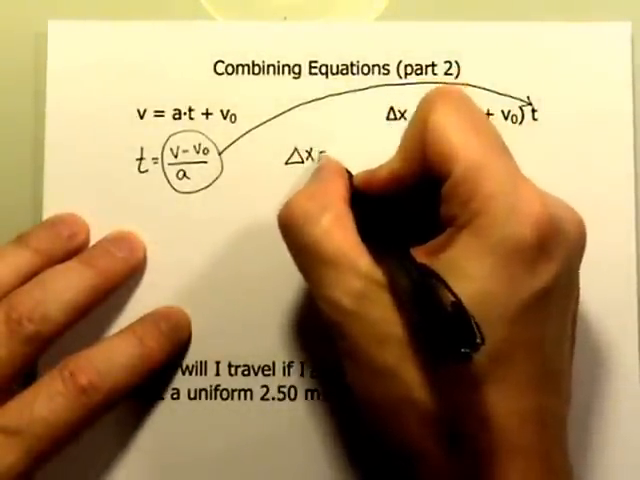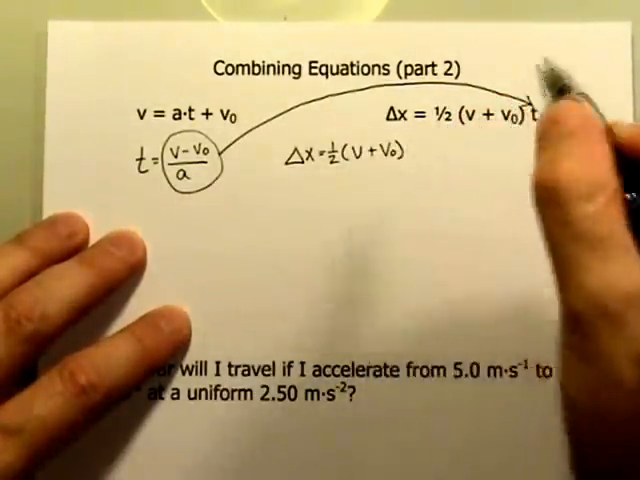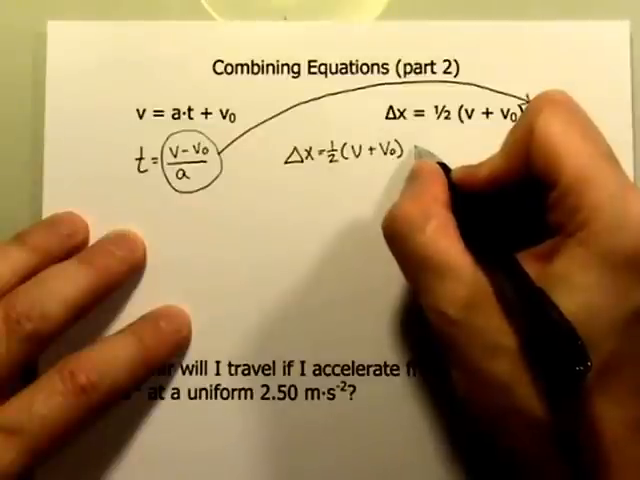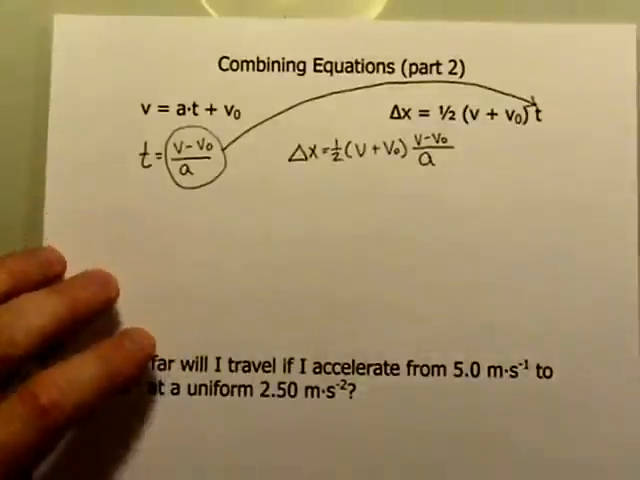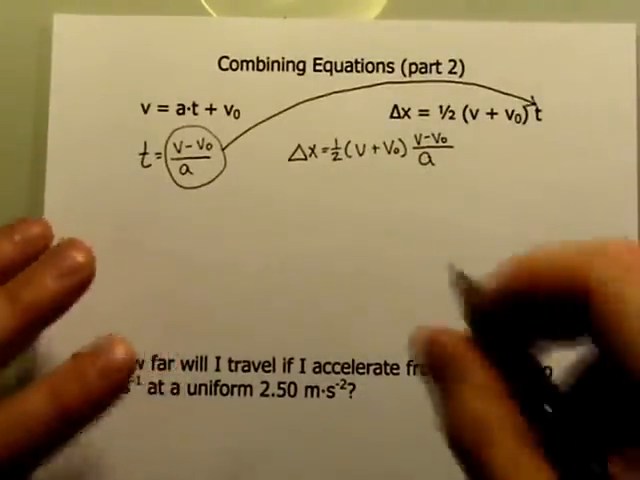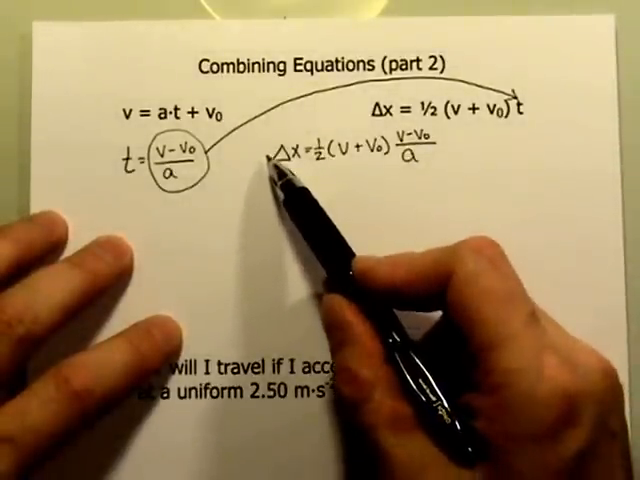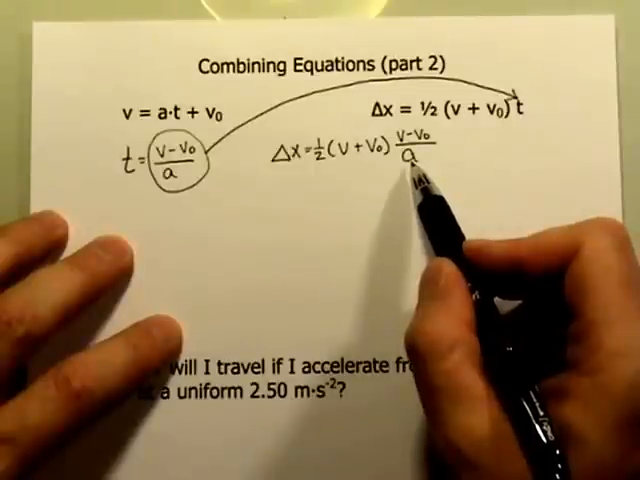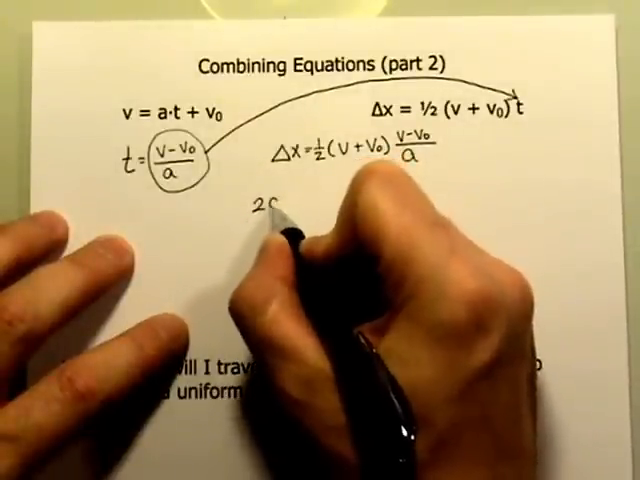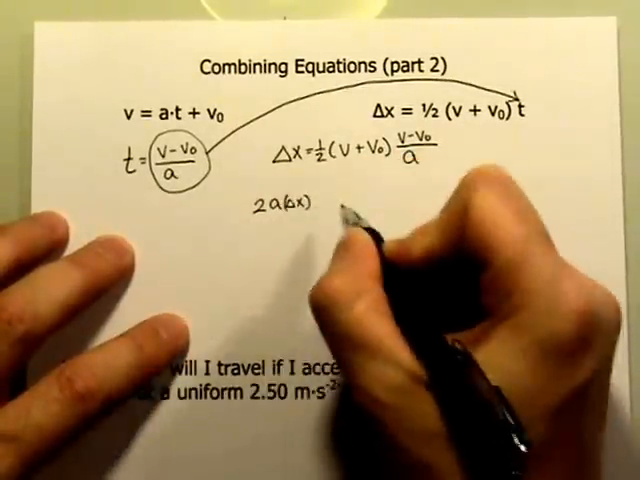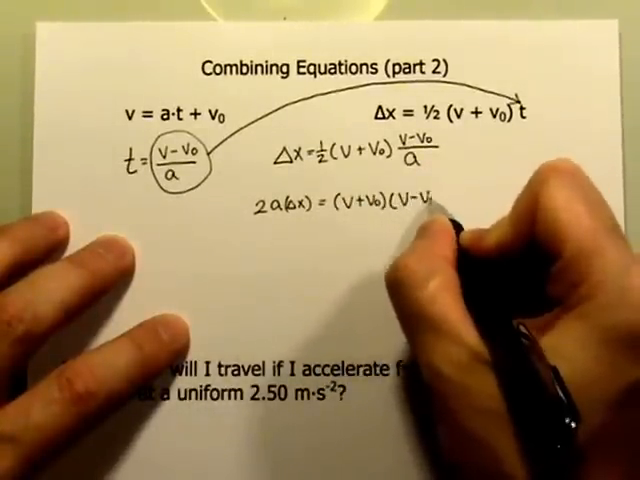We get delta x is equal to 1/2, we have v plus v naught, and now we're substituting for t, so we're going to end up with v minus v naught over a. I'd like to do a few things to clean this up. Let's first multiply by 2. That's going to bring a 2 to the top over here, 2 delta x. And let's also multiply by a, because I have an a on the bottom and I want to bring that over to the other side. So I'm going to get 2 times a delta x, and that is going to be equal to v plus v naught times v minus v naught.